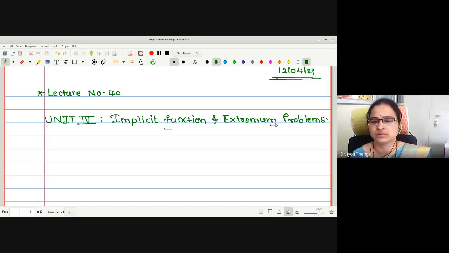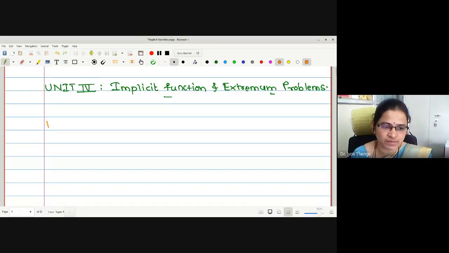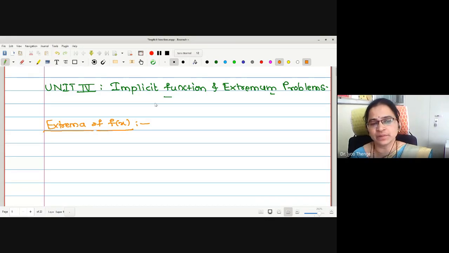Okay. What about extremum problems? Extrema problems we have studied, no? Somewhere in 12th standard itself. How to find out the extrema for the functions of one variable? How to find out the extrema of functions of one variable? I'll come to this word implicit function later. What is extrema of f of x?